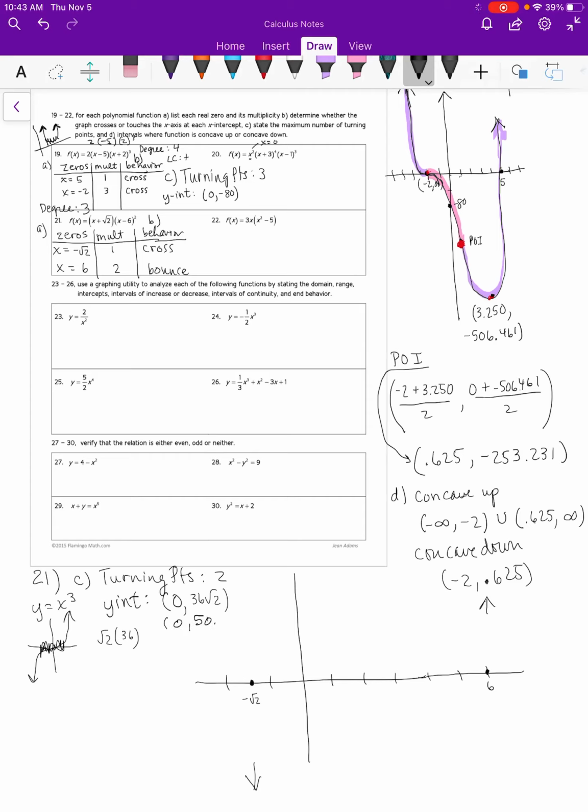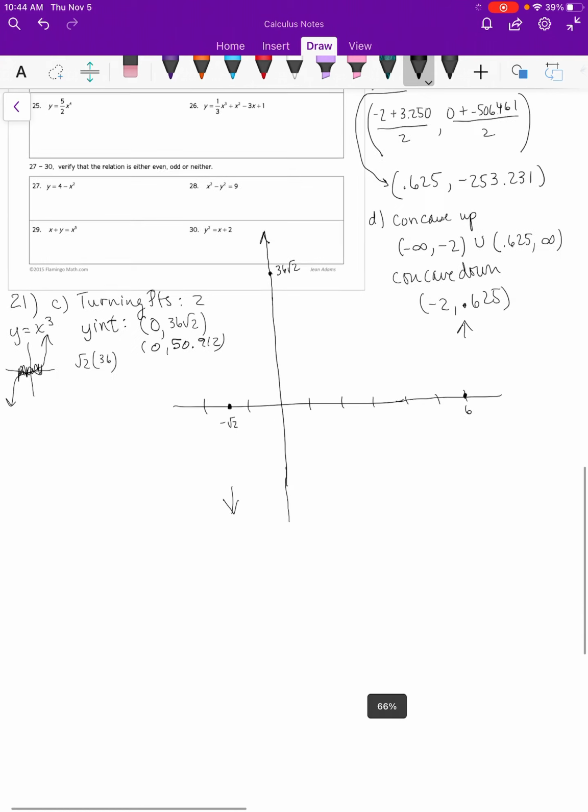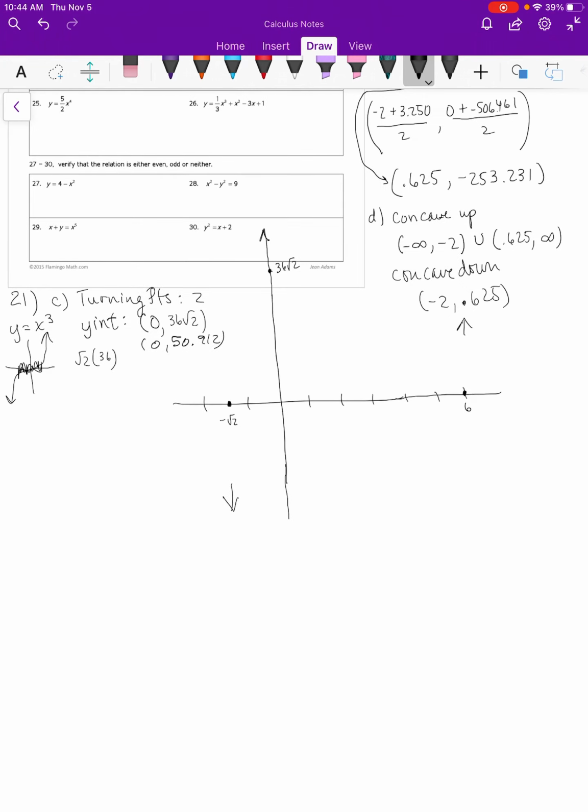So this is about 50.912, okay? Just so you know that that is, so way up here, I'm gonna say 36 root 2 is gonna be where it crosses the y-axis. Okay, so now we are going to need like a little sketch of this.